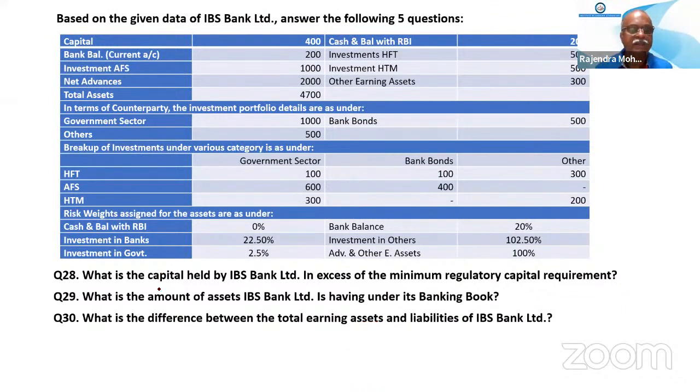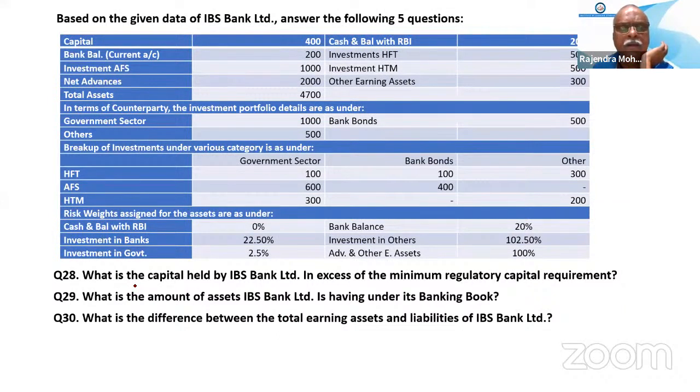Okay. Next one is what? HFT, AFS, and HTM, we have to add these together for risk-weighted assets, sir. Where are the risk weights for HFT, AFS given? First question, sir. Which one? The 26 one, sir.